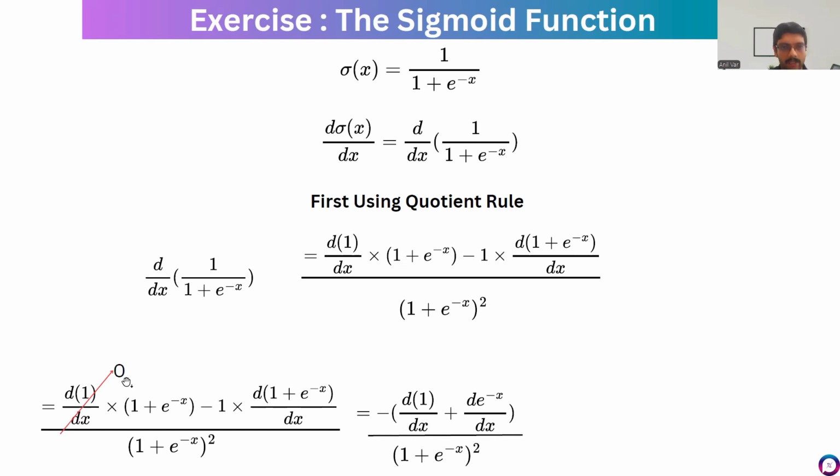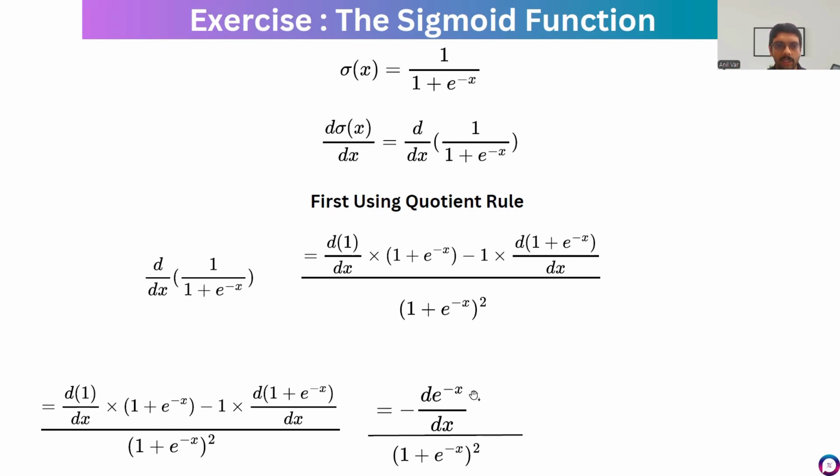Now, again, same term, right? So d by dx of 1 is 0. That goes away. We're left with d of e to the power of minus x by dx, over 1 plus e to the power of minus x, squared. Simple. And so I've just removed all the other terms.